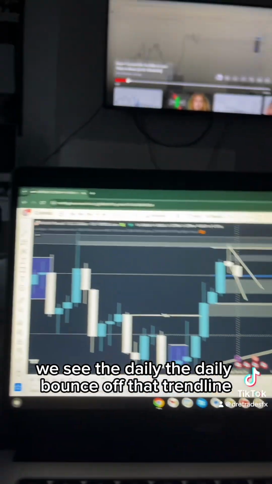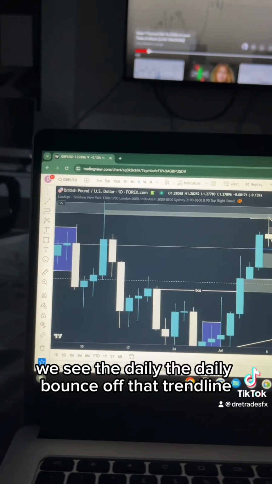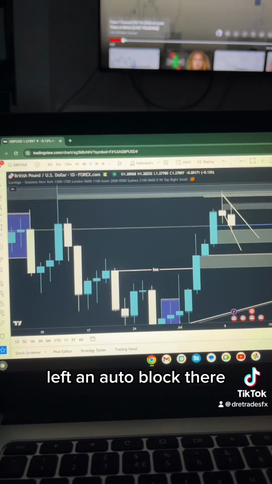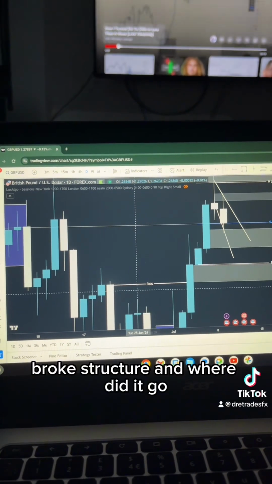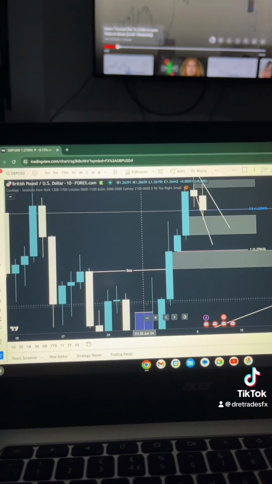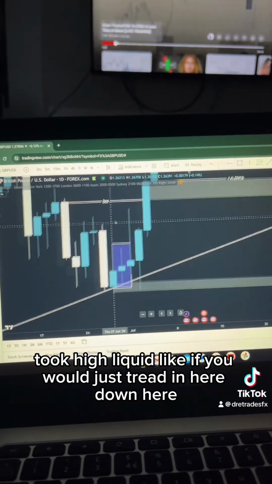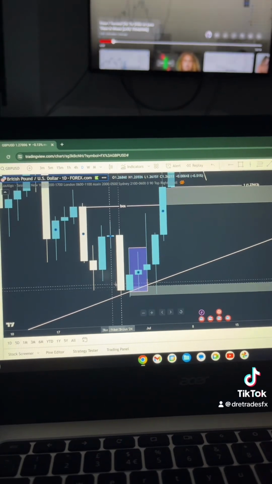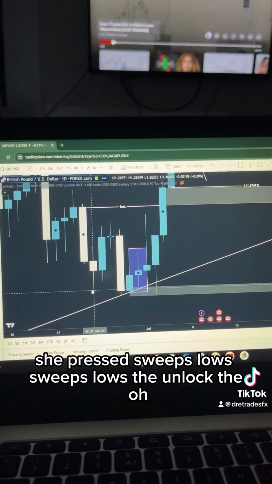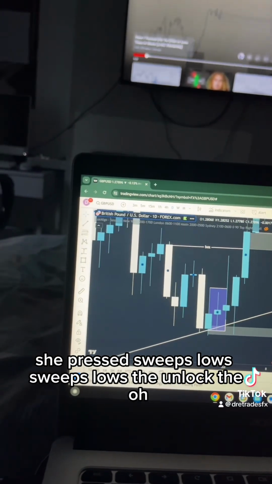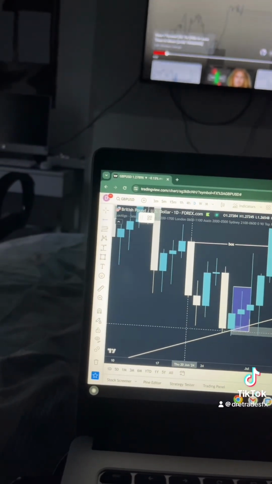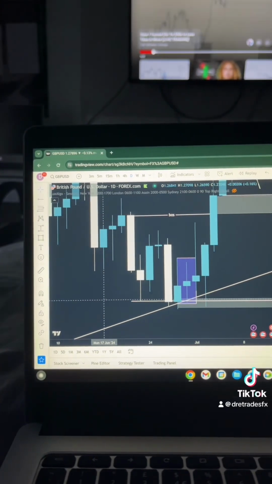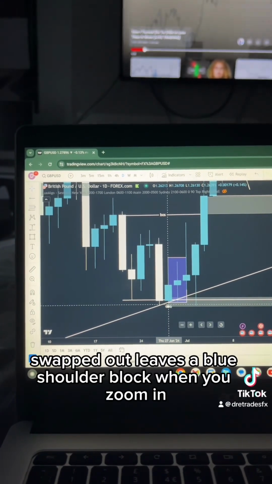We see the daily bounced off that trend line. Left an order block there. Broke structure, and where did it go? Took high liquidity. If you were just trading down here, you see price sweeps lows there. If I mark that out, lows swept out, leaves a bullish order block.